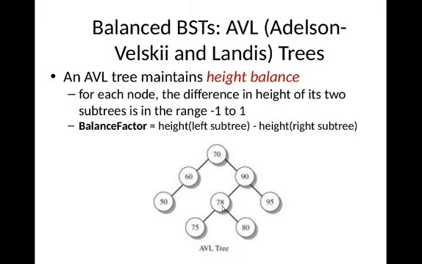Balance factor at 78 is 0 minus 0, that is 0. Balance factor at 90 is equal to the height of 78 minus the height of 95. That means balance factor of 90 is 1. Similarly, balance factor of 70 is 1 minus 2, that is -1. So as we can see, the balance factor of every node here is in the range of -1 to 1. So the AVL tree balance factor property is satisfied.